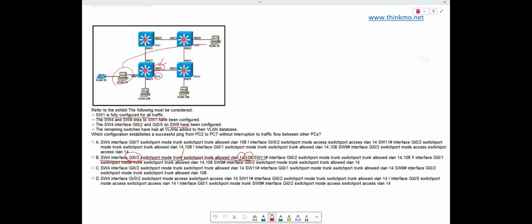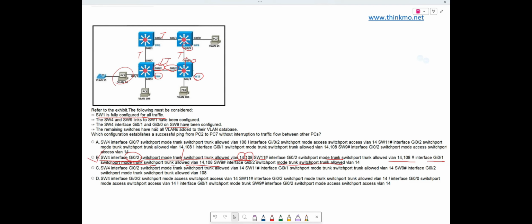Then for SW11, the 0/2 interface on device 11 has the same configuration. It also allows VLAN 14 and 108 and is set to trunk mode, right? Then the 0/1 interface is the uplink interface. This interface is also configured as a trunk port because, in Cisco's view, all the interfaces connecting switches to each other are trunk links, right? So this interface is also set as a trunk, and VLAN 14 and 108 are allowed through as well. The interface above is configured the same way. So the correct answer is B.